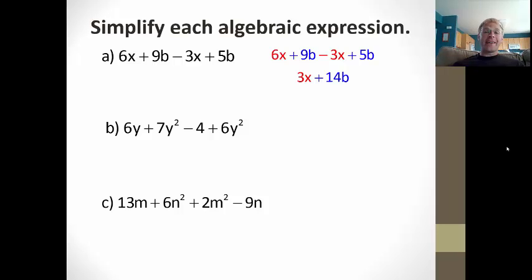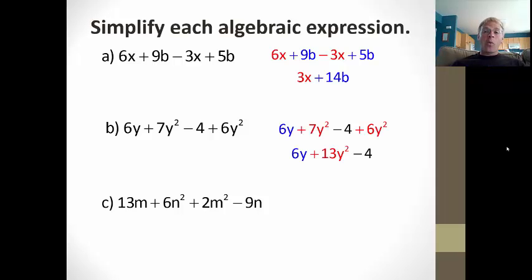Now that's as far as I can simplify, because the 3x and the 14b are not like terms, and I can't multiply a known by an unknown, so that's as much as I can do, and that would be considered fully simplified. Let's look at the second one here.